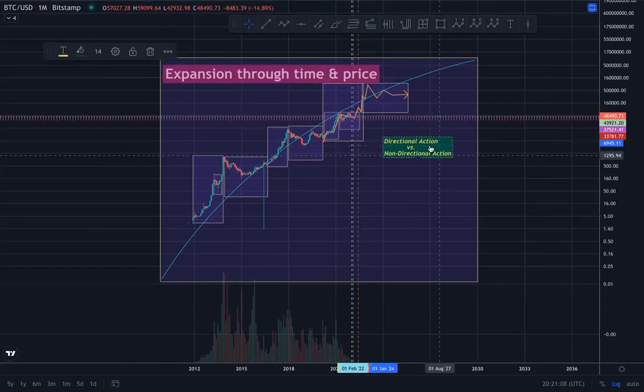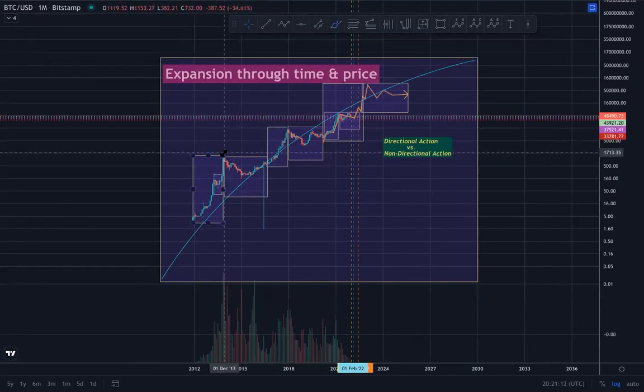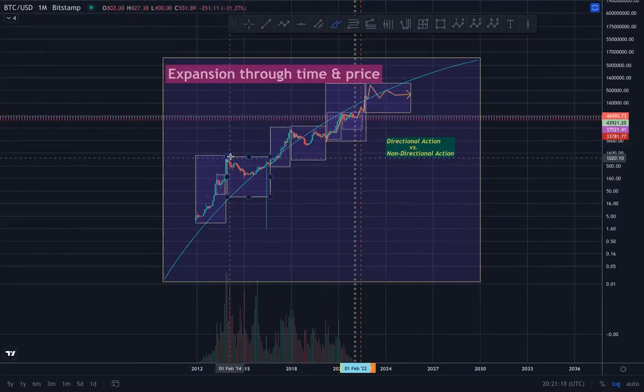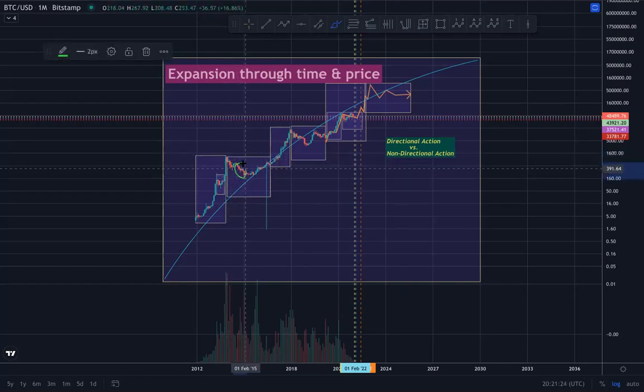So what's the idea of directional action versus non-directional action? We can get some examples of directional action here, and then within it, we could probably pull this as directional, and then this as non-directional, and then this part as directional, this as non-directional. Make sense? Okay. So that's the price action at all levels.